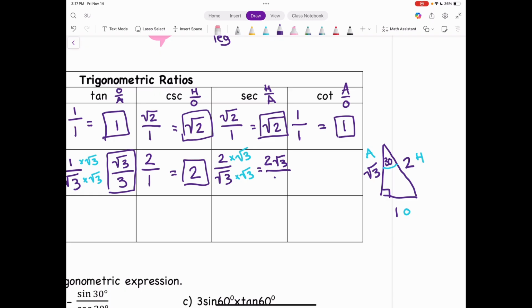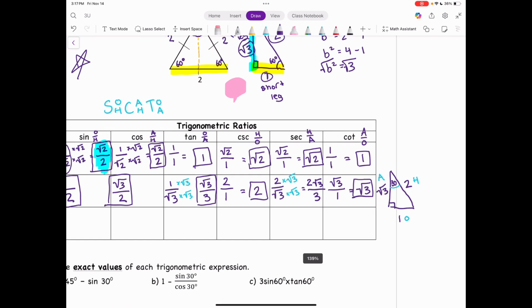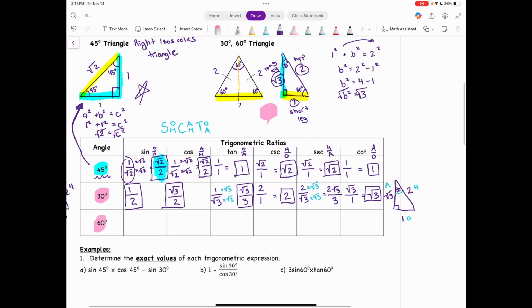divided by 3. And then finally, for cotangent, we know that the ratio is adjacent over opposite. So adjacent is the square root of 3, and opposite is 1. So we can, of course, simplify this to just the square root of 3. We just found all the exact values of our trig ratios for sine at 30 degrees, cosine at 30 degrees, tan at 30 degrees, cosecant at 30 degrees, secant at 30 degrees, and cotangent at 30 degrees.